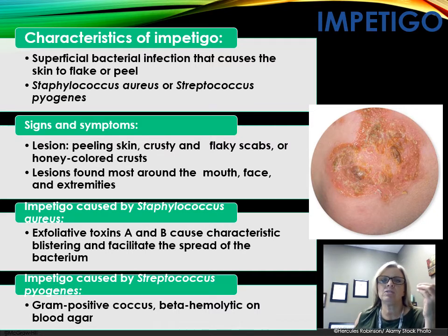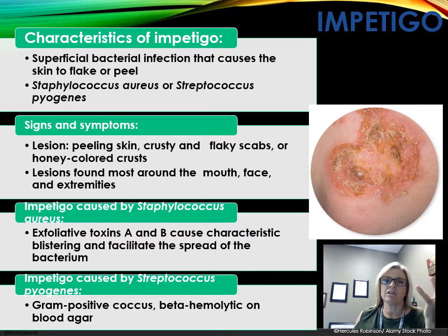Strep pyogenes is usually going to be the first, and then later on Staph aureus can take over. Okay, and that's going to produce a bacteriocidin that can actually destroy the pyogenes. So it kind of gets rid of its competition, so to speak. And so signs and symptoms here, we're going to have that peely, crusty skin, scabs. Lesions can be in the mouth, the face, or extremities.